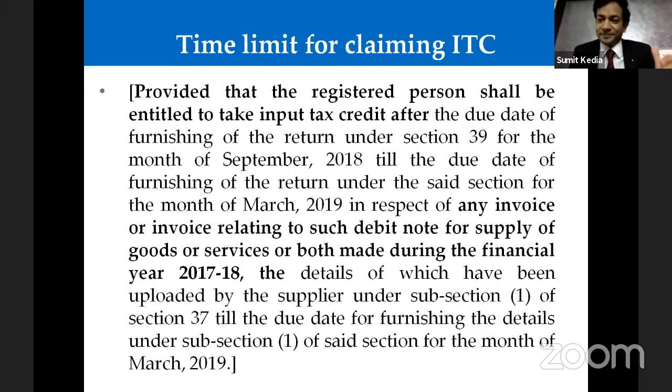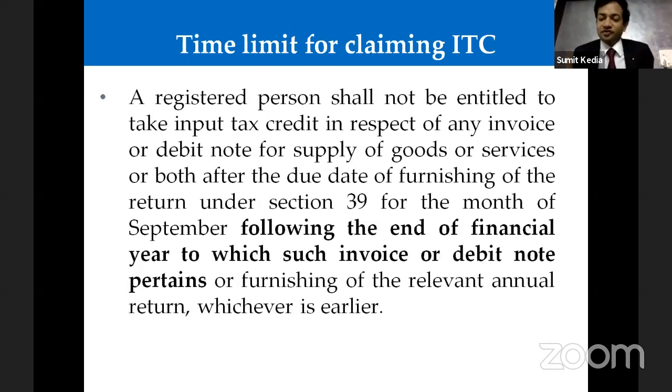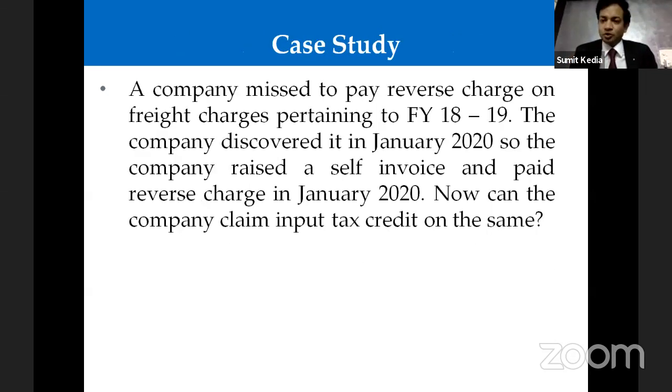But if I go by the previous slide, it says following the end of the financial year to which such invoice pertains. So for example, can I say like this in my case study? I will go back to my case study. Can I say in this case, although the supply took place in 18-19, I generated the self-invoice in the month of January 2020, and hence since this invoice is generated in the 19-20 financial year, I should be eligible to take credit up to the September 2020 return?